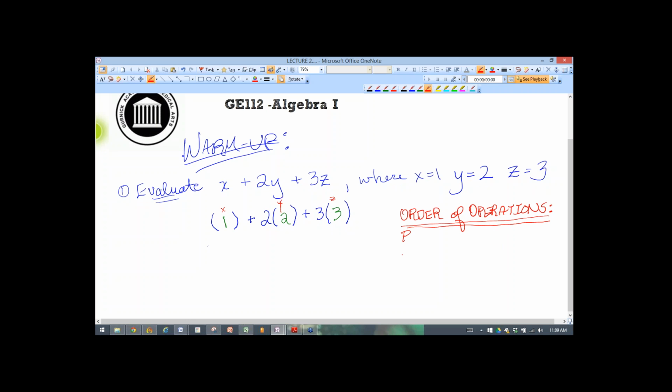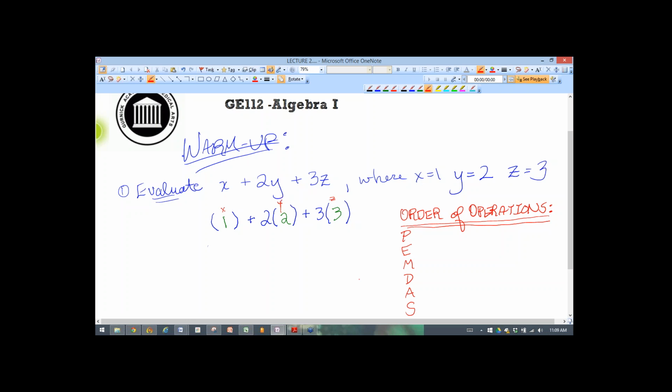So there's Please Excuse My Dear Aunt Sally. Some of you have probably learned some other acronym for the order of operations. If you want to throw the ones you've learned up in the chat box or anywhere in the discussion, you're welcome to. It's kind of cool to know what other acronyms there were. But what does it stand for?